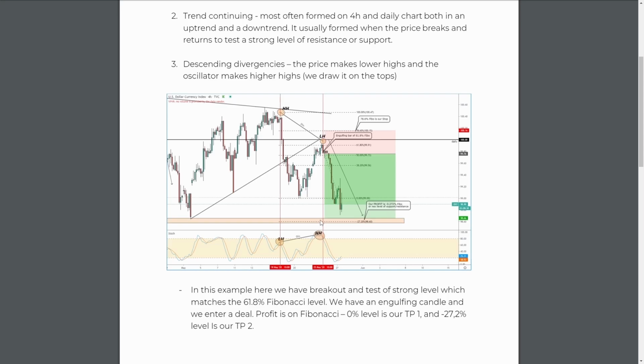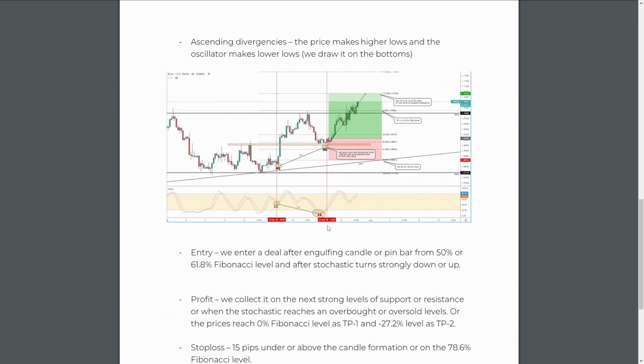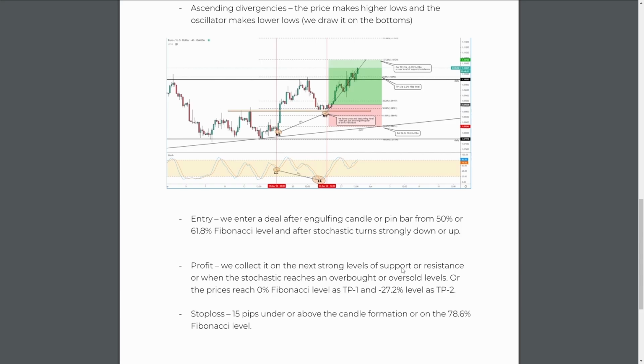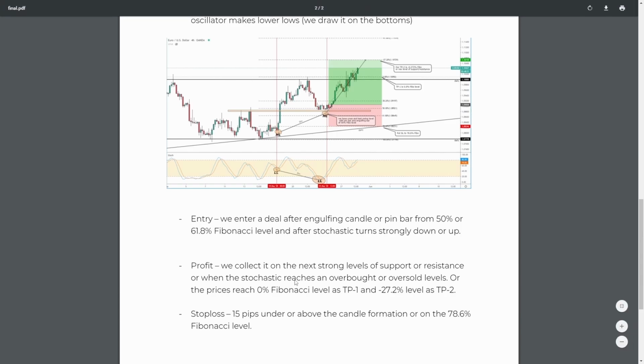When it crosses the 80 level from top to bottom, then we already know that the price will start to fall, as in this case, or if it crosses the 20 level from the bottom up, then we understand that the price will start to rise. Remember these things. Profit: we collect profit on the support or resistance levels, or Fibonacci levels. Support and resistance levels are extremely important.